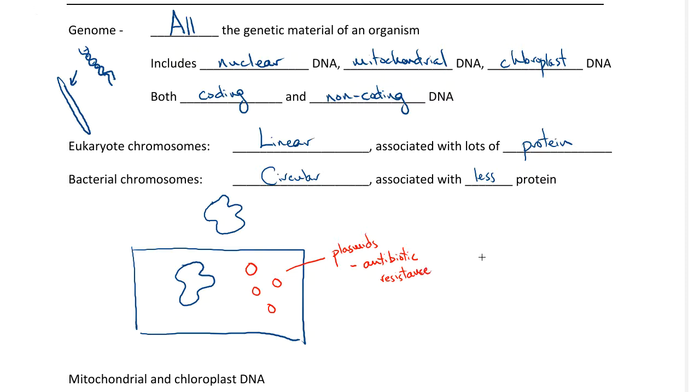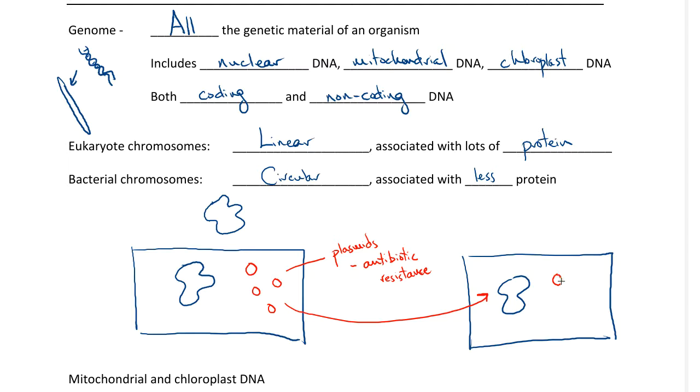So if this is another bacterium over here, and it doesn't have the plasmid, one of the plasmids that this one has, it can receive it, and that means that now this one has, for example, the antibiotic resistance that's coded for by this plasmid. The bacteria keep the essential DNA for running their cells on this circular chromosome, and then they have these plasmids that they can pass between them.